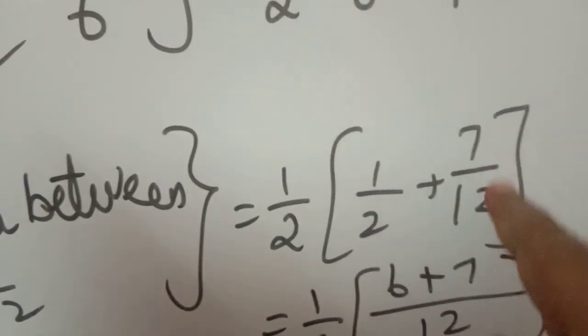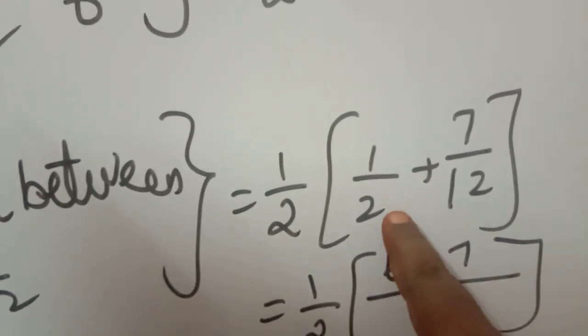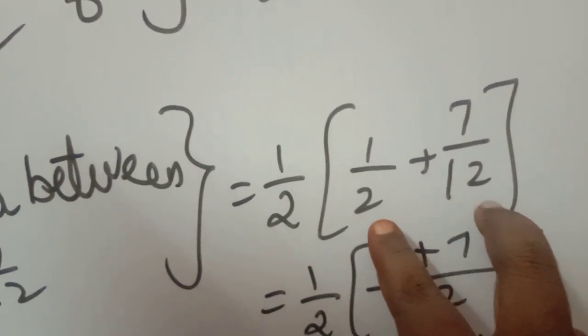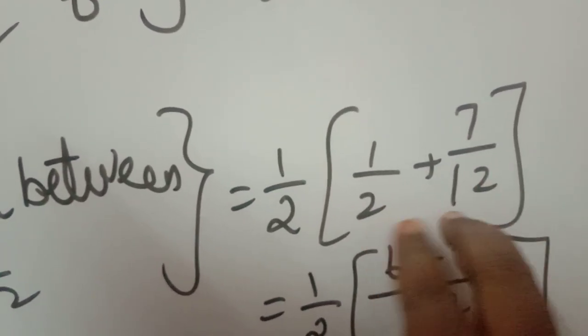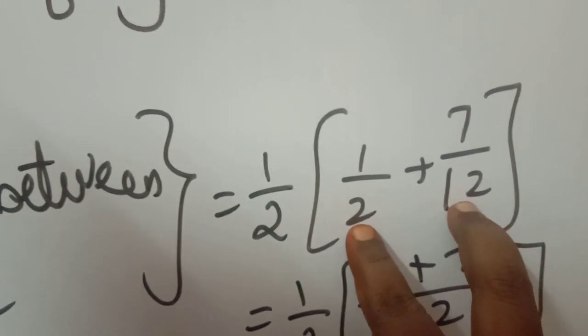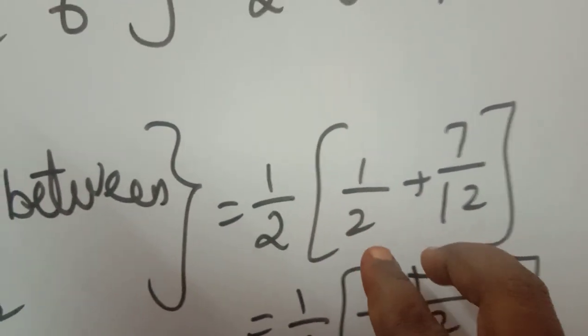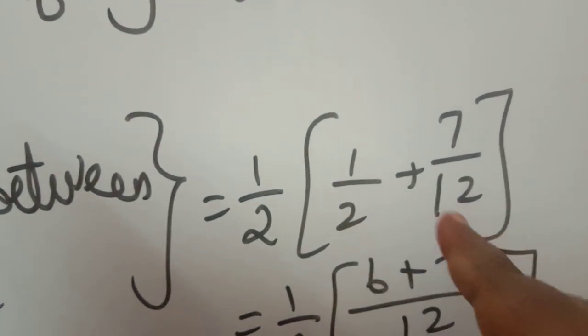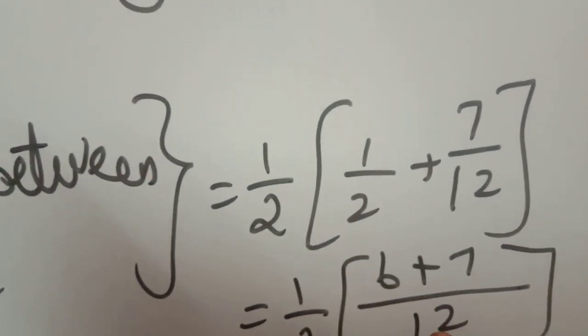Half into add these 2 numbers. Half into 1 by 2 plus 7 by 12. Okay, so LCM of 2 and 12. Both are divisible by 2. When you take LCM, if the two numbers are divisible by any common number, check whether the greatest number is divisible by the smallest number. 12 is divisible by 2, so 12 is LCM.